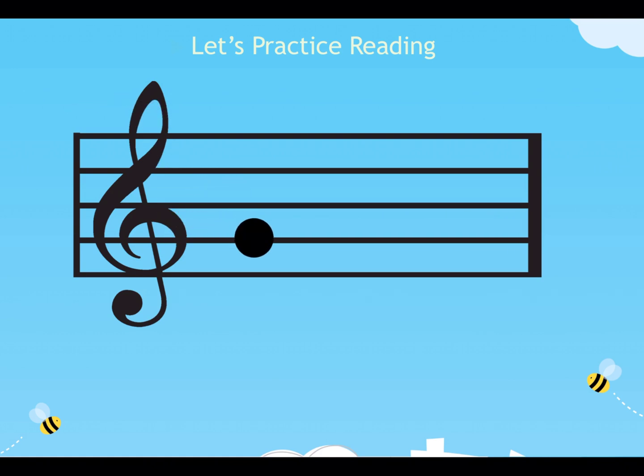This note is on line 2. This is G. What about this one? It's a little lower than the G. It's in the space below line 2. This is F. And one more. This is even lower than the F. This is on line 1. This is E.